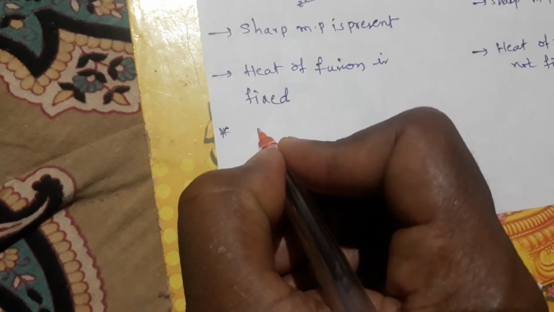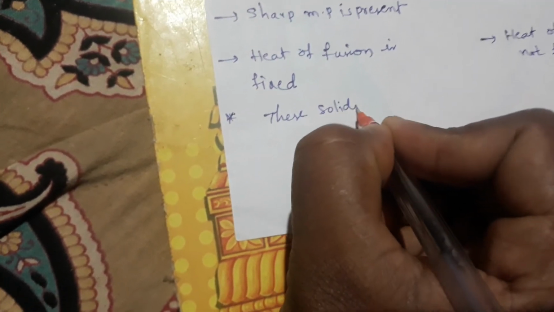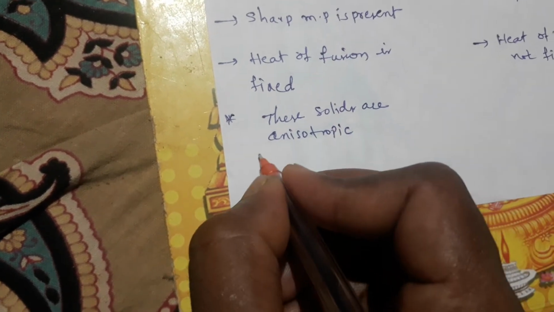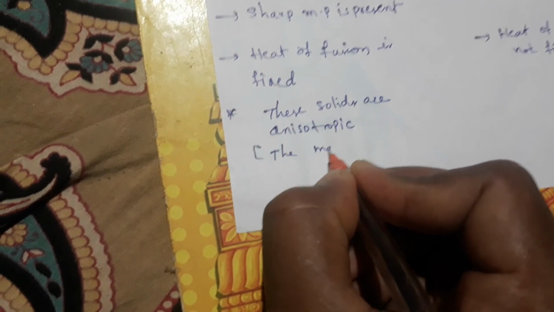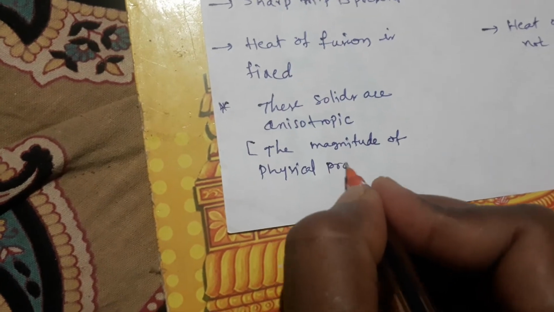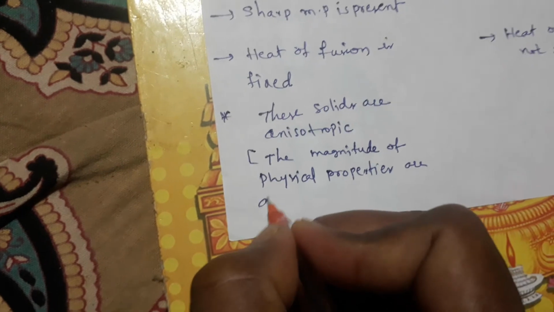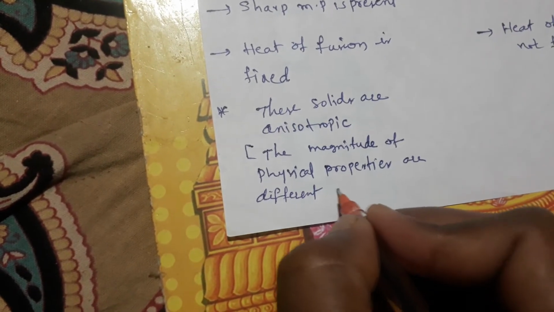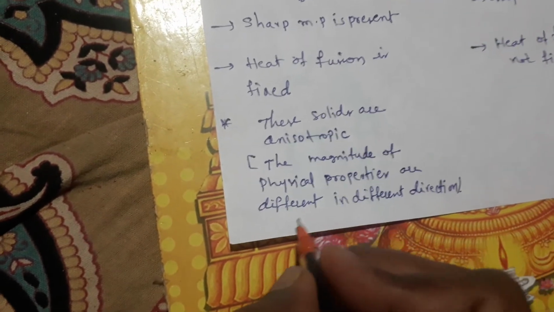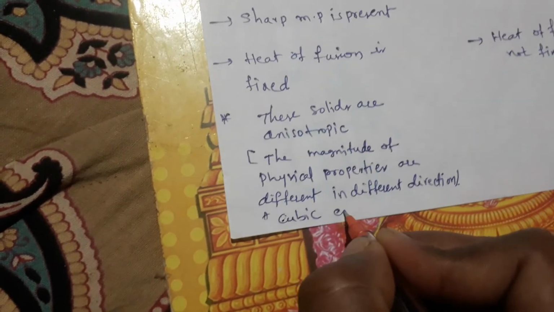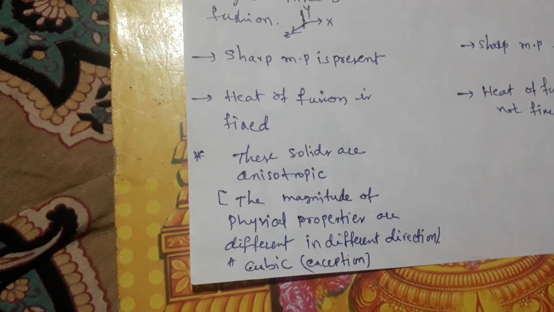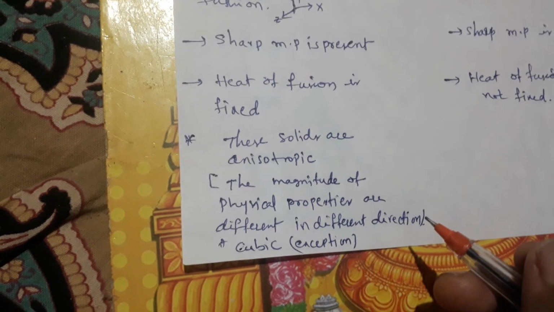And an important point is these solids are anisotropic. What is the meaning of anisotropy? The magnitude of physical properties is different in different directions, but there is an exception for the cubic crystalline solid. This is the exception because all edge lengths and alpha, beta, gamma values are the same. So except the cubic system, all solids are anisotropic in nature.